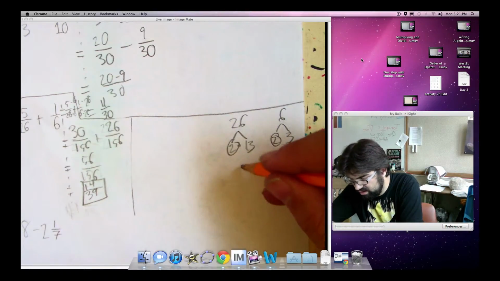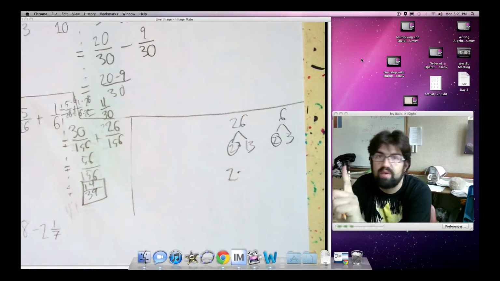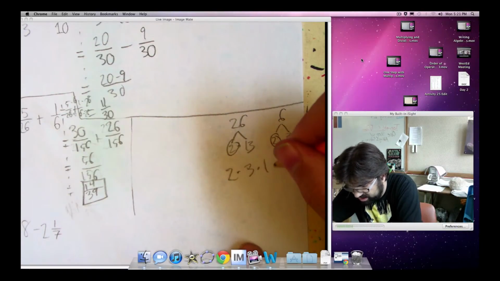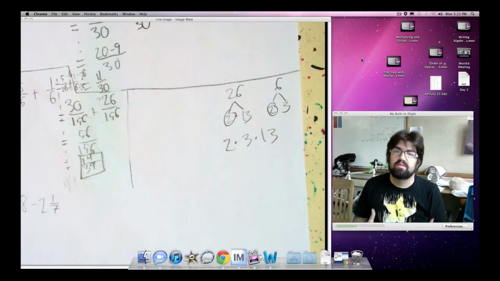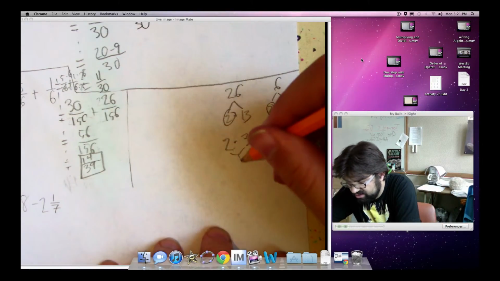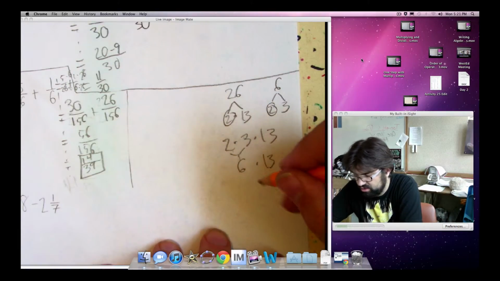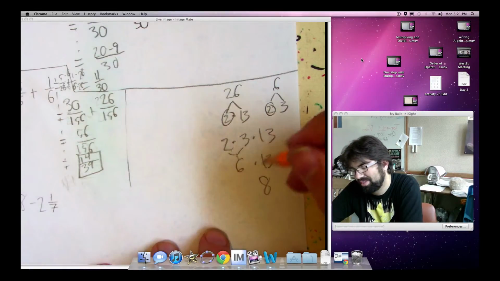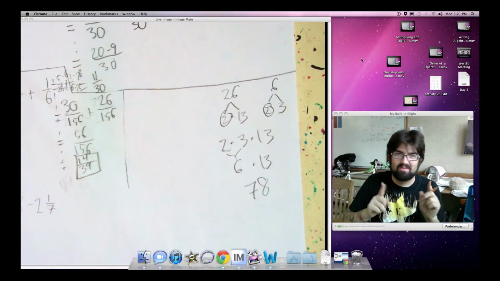So if I just take these 2's that I circled, I just write it once, because they both have the same 2. Then 3 times 13. This is going to give me the least common denominator. 2 times 3 is 6. And then 6 times 13 is going to be, 6 times 3 is 18. Now it's 18. Carry the 1. 78. Check my math, please.